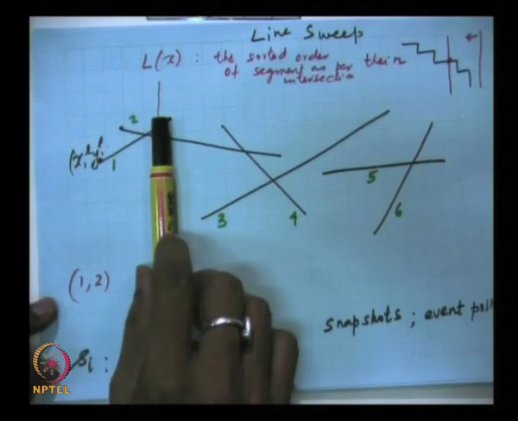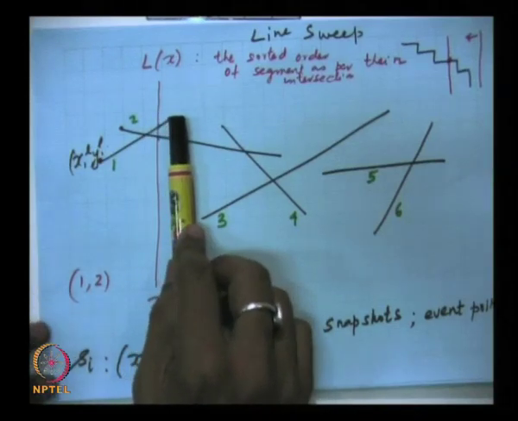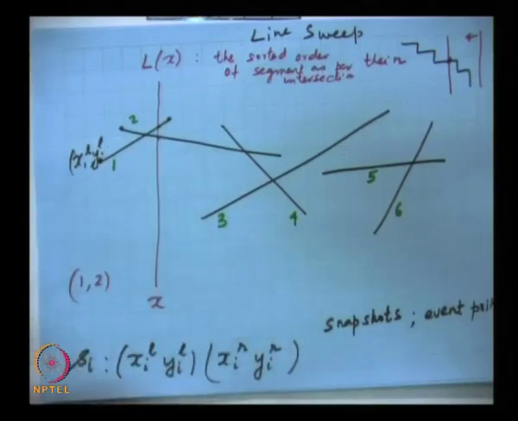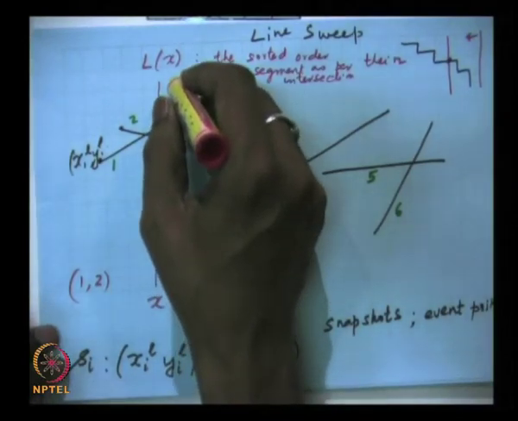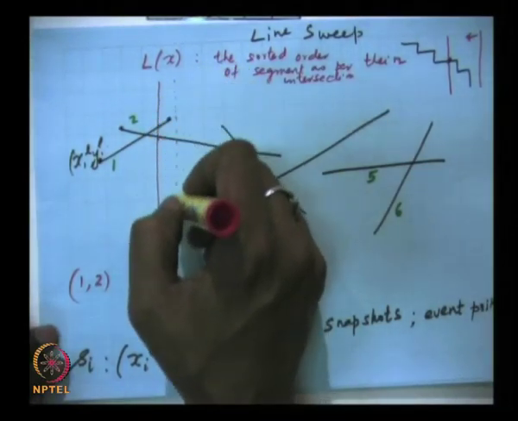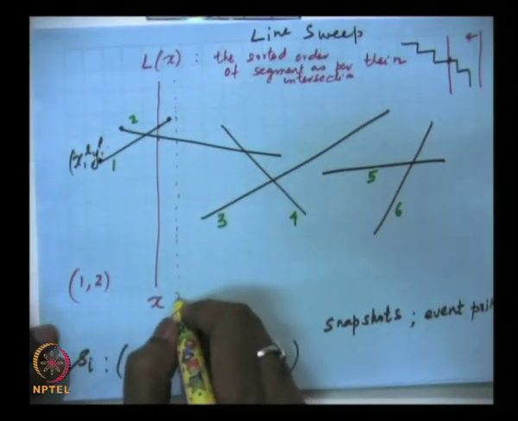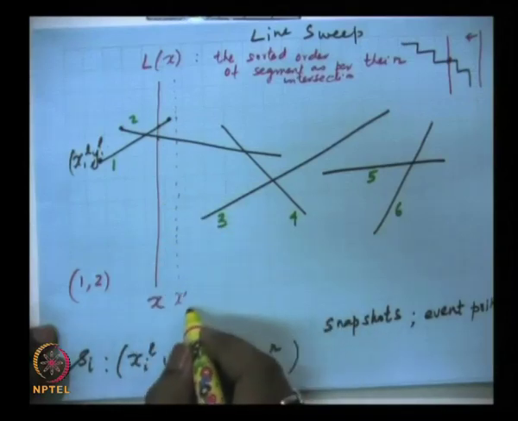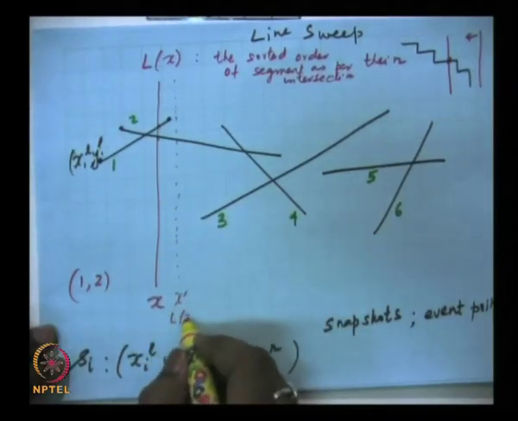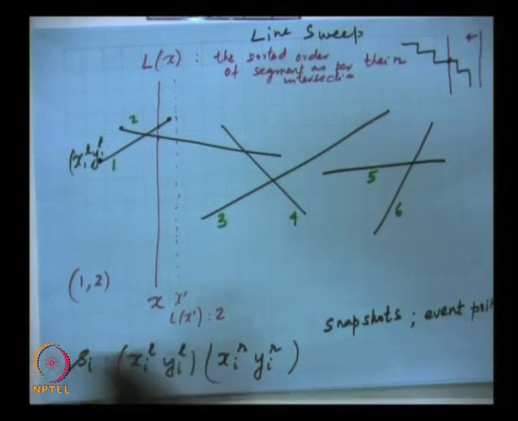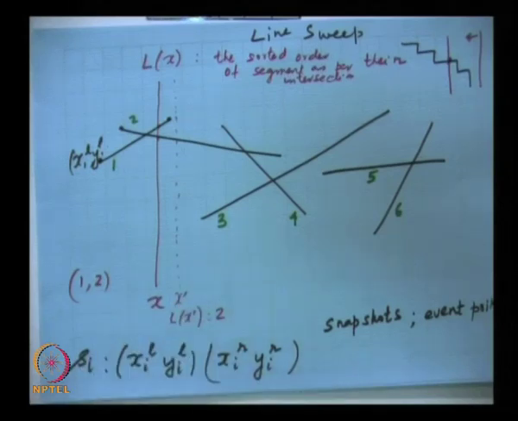As we keep moving right, at the right end point of line segment 1, the line segment ends. Just as you cross this, suppose I am calling this some x prime. So, L of x prime is only now 2, right. 1 has disappeared, because once you sweep past 1, 1 is gone. So, there is only one line segment in L of x prime, if x prime appears beyond line segment 1.